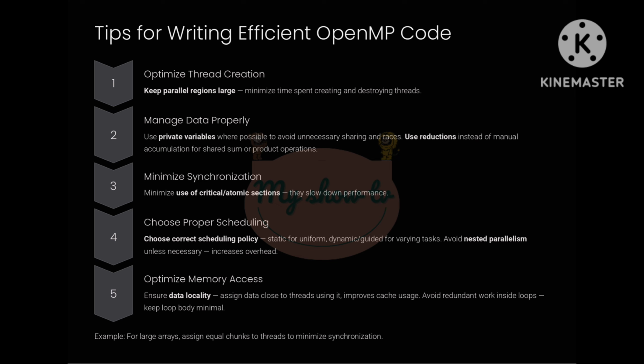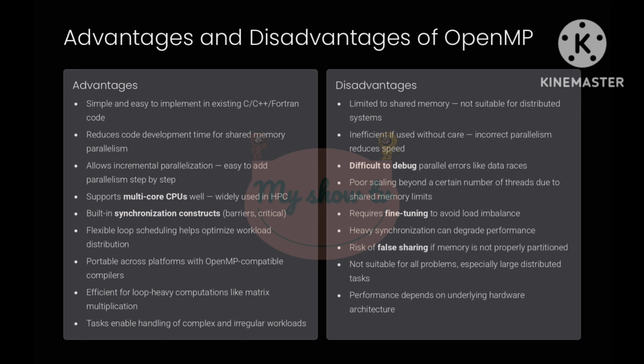Example: if we want to sum array elements, divide the array into equal-sized chunks and assign each chunk to a thread using pragma omp parallel for reduction, plus sum. Slide 5. Advantages and disadvantages of OpenMP. Advantages: easy to implement. OpenMP adds simple compiler directives to existing code. Reduces development time, faster than writing low-level thread management code. Incremental parallelism: we can parallelize one part at a time and check performance.